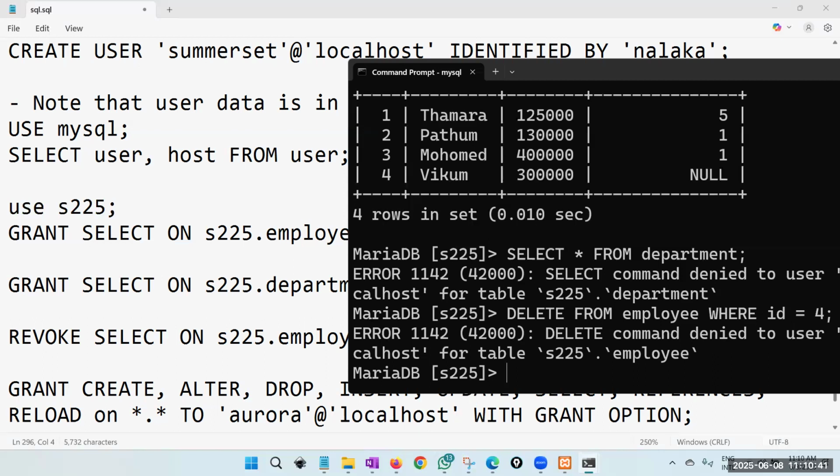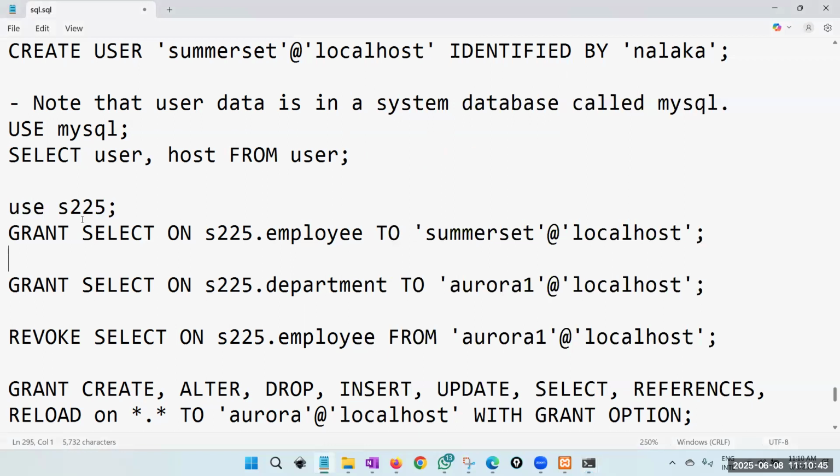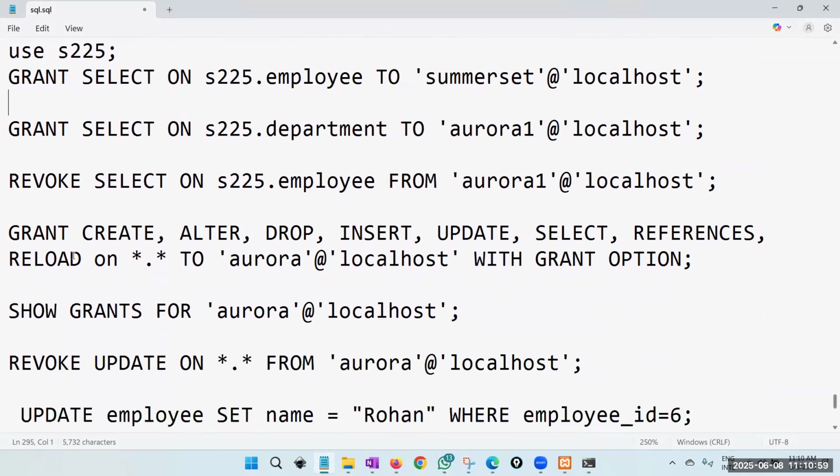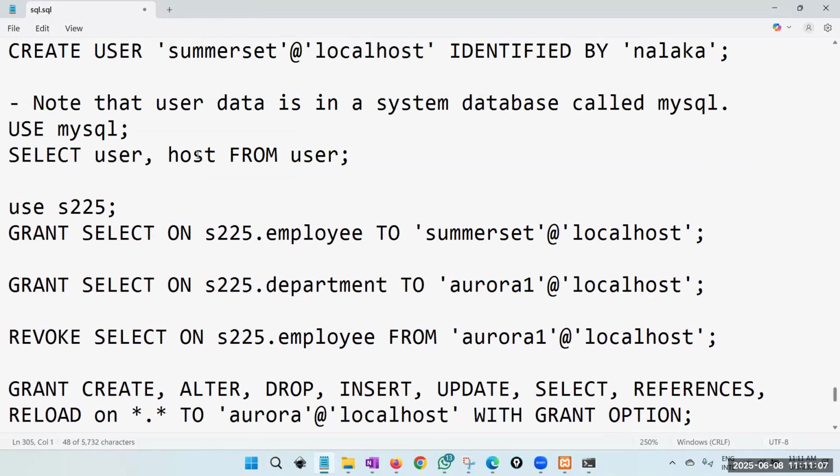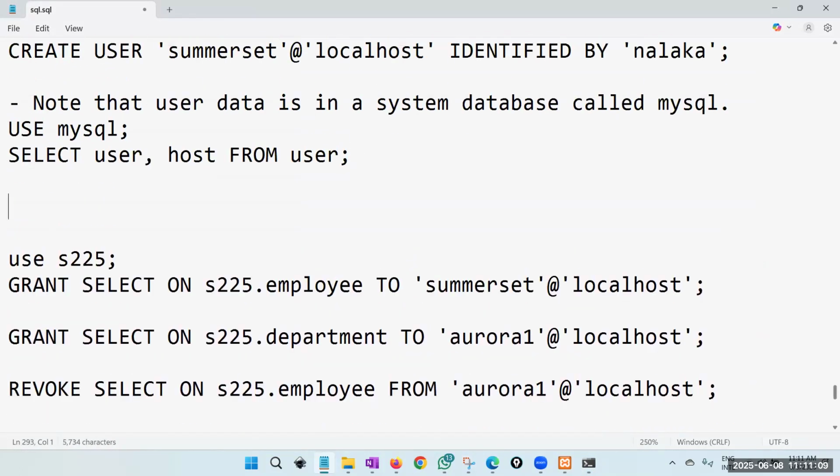Is it clear? But if I grant delete, yes, then we should be able to do that. But that access must be given by some user which has the privilege to do that. That is why I'm using the root user. Okay. At any time you can revoke. Revoke. So now let's revoke the select privilege.